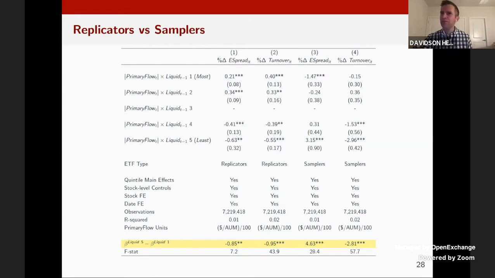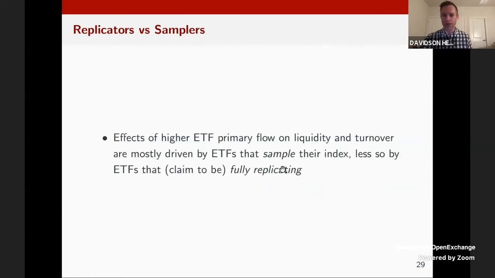It's difficult to tell a story whereby there's some other stuff, like market moving news or HFT activity or something, that is so different between the replicators and the samplers. So this is really the tightest evidence we have that this mechanism is actually going on in the data. Okay.